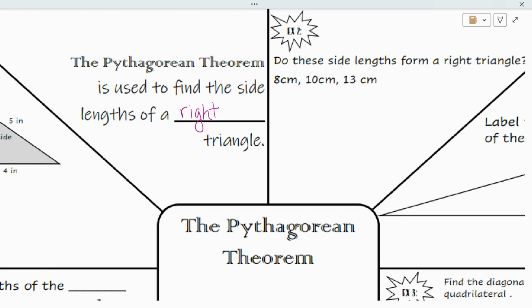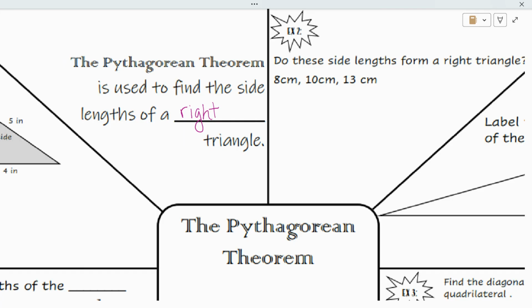So I don't have a picture here. How do I know which one is going to be C? How do I know which one of those should get the labels of A and B and which one should be the C? So A should be 8 centimeters. B should be 10 centimeters and C should be 13 centimeters. Why do you think that? Because if it's A, B, C, 8, 10, and 13 get larger each time.